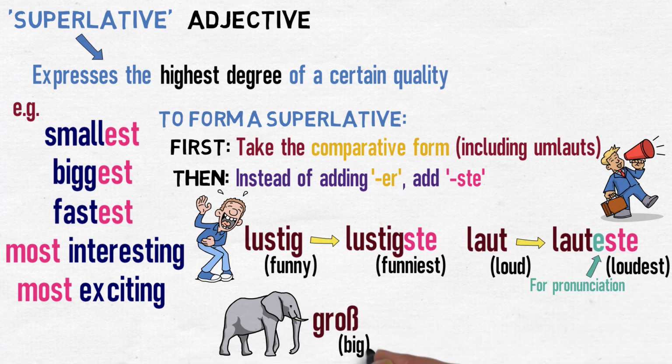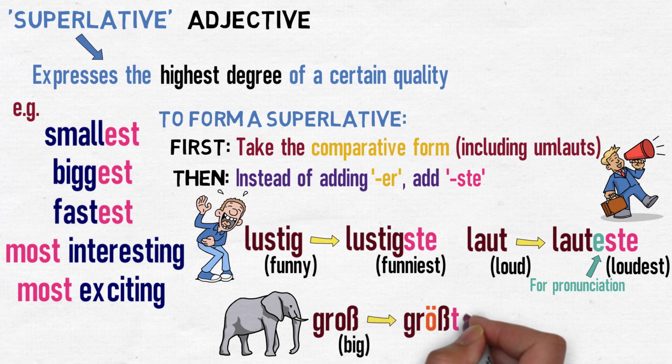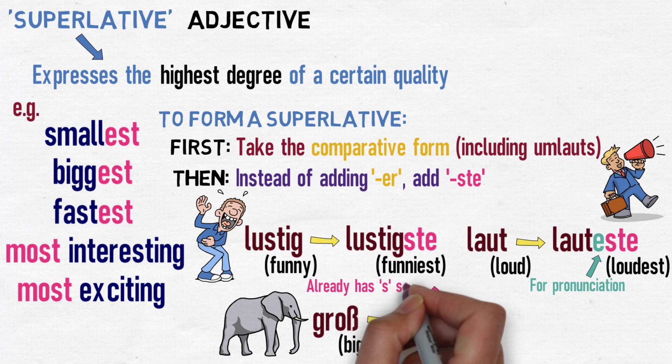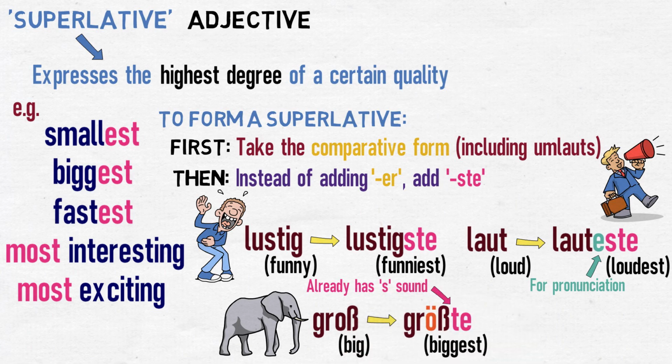Groß, meaning big. Größte, meaning biggest. Notice here that because the adjective ended in an S sound, because of the SZ, we only add TE.